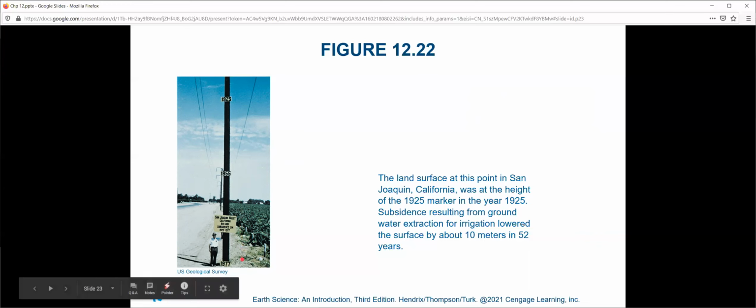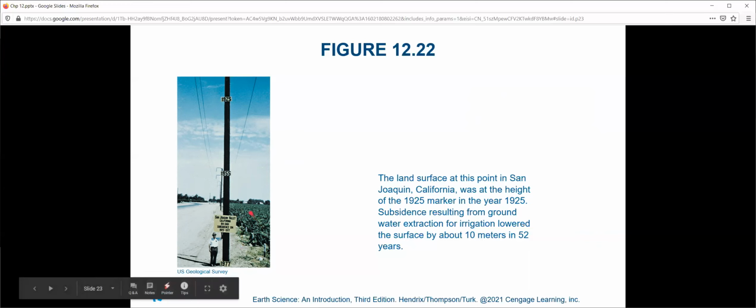Conversations to be had. Here we have a perfect example of science, a very famous picture from the USGS, showing the San Joaquin, California, I'm going to pronounce it as, with the height of the land surface in 1925 was all the way up here, a ridiculously tall area. And then it's been dropping ever since. And why do you think it's dropping?